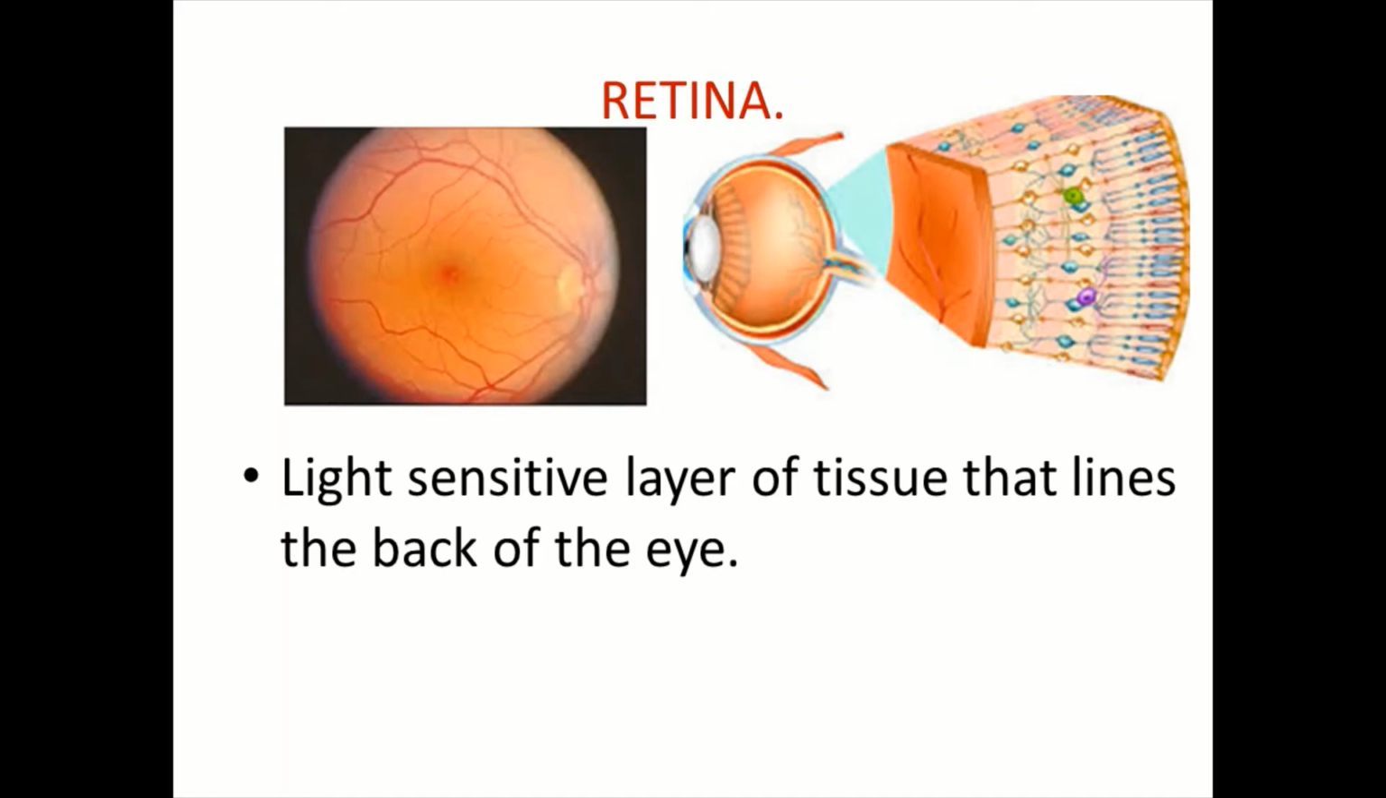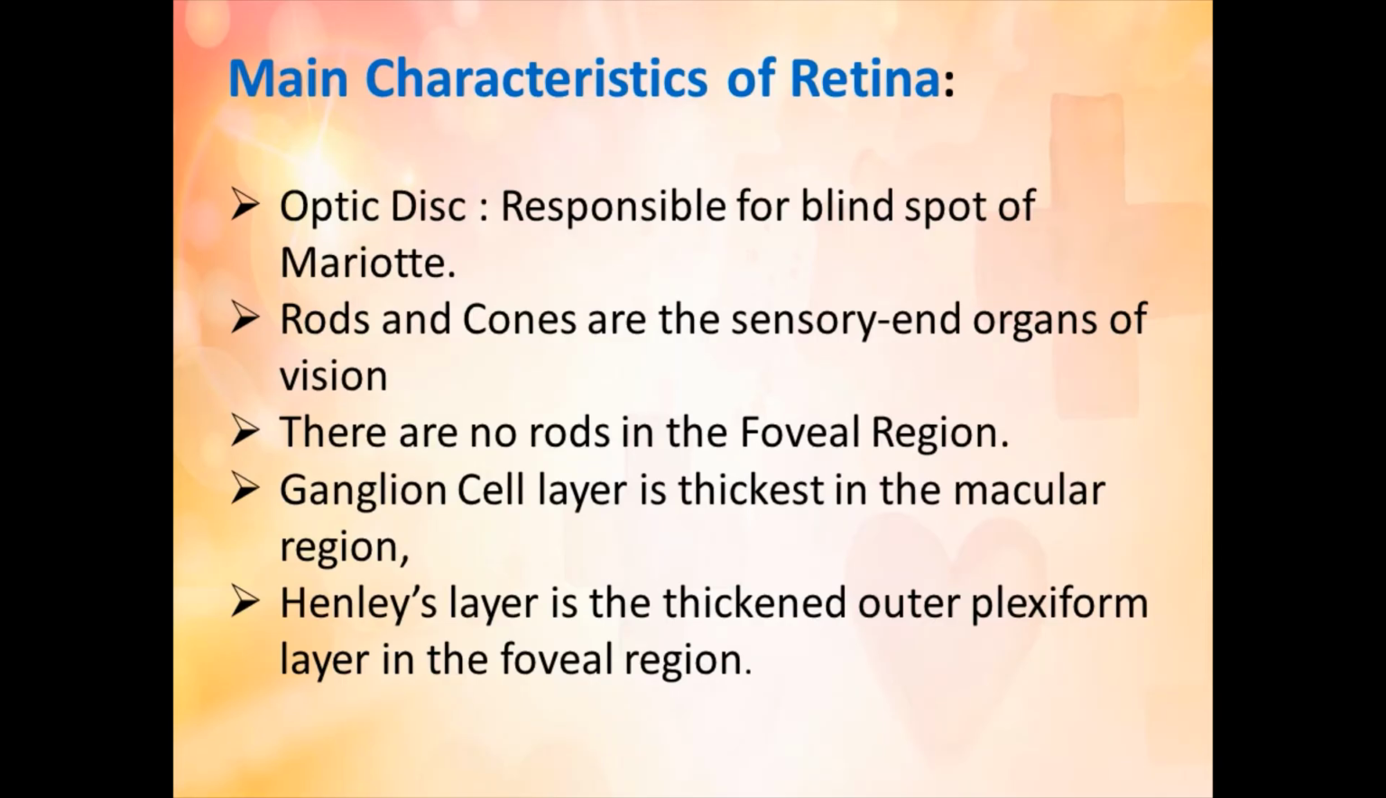Retina. It is the light-sensitive layer of tissue that lines the back of the eye. Main characteristics of retina. The retina contains optic disc, which is responsible for the blind spot of Mariotte. It contains rods and cones, which are the sensory organs of vision. There are no rods in foveal region. Ganglion cell layer is the thickest in the macular region. Henle's layer is the thickened outer plexiform layer in the foveal region.